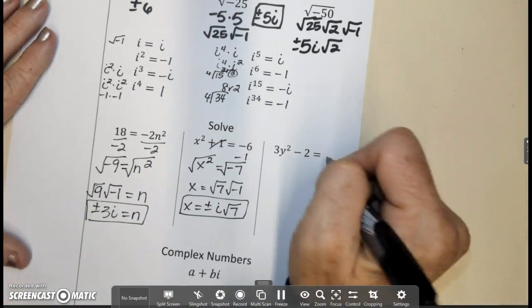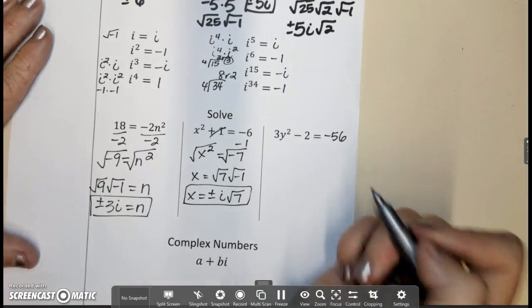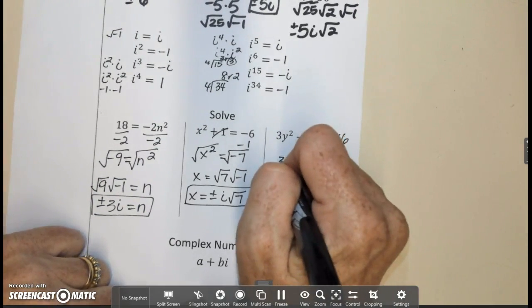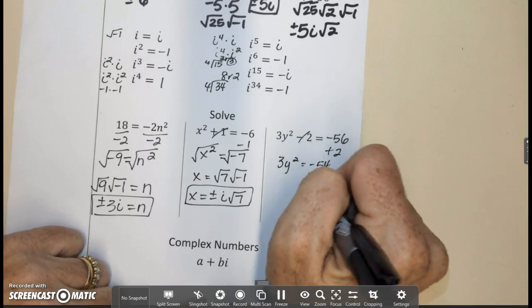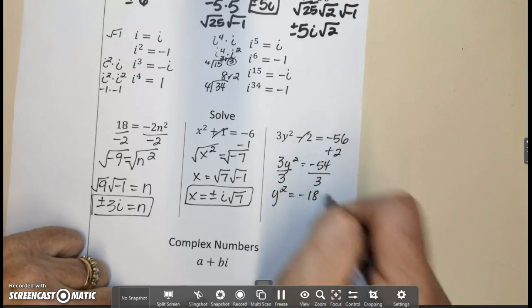Okay, the third example, you should have had a number over here on the side, which is negative 56, so add that in, please. And then I'm going to add 2 to both sides. 3y squared equals negative 54. Divide both sides by 3. And y squared equals negative 18.